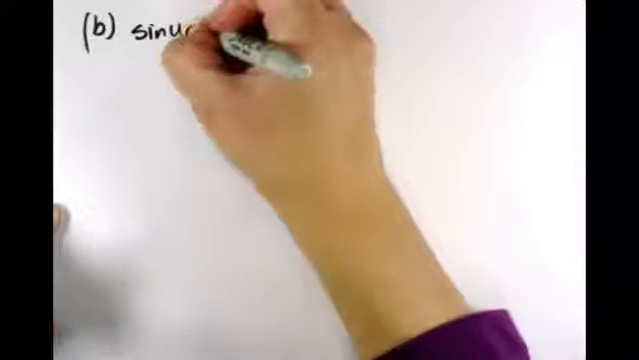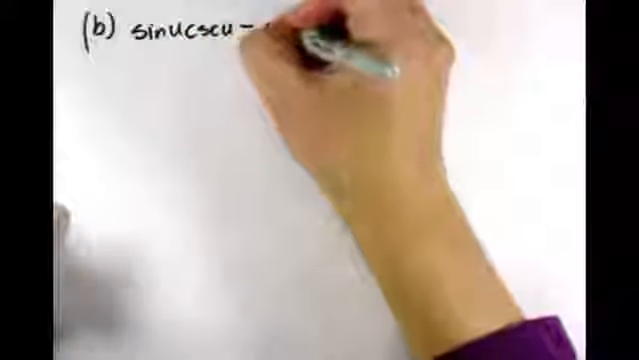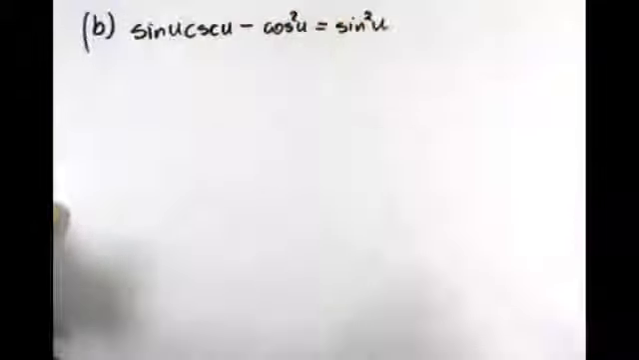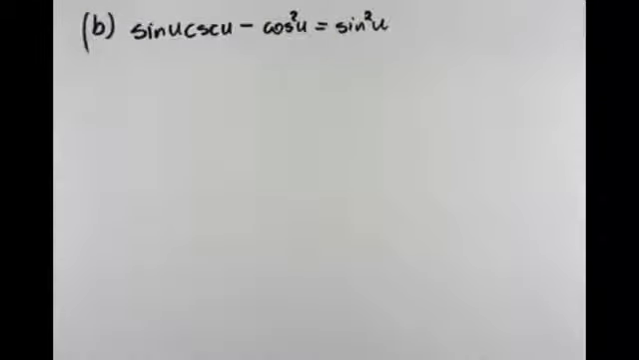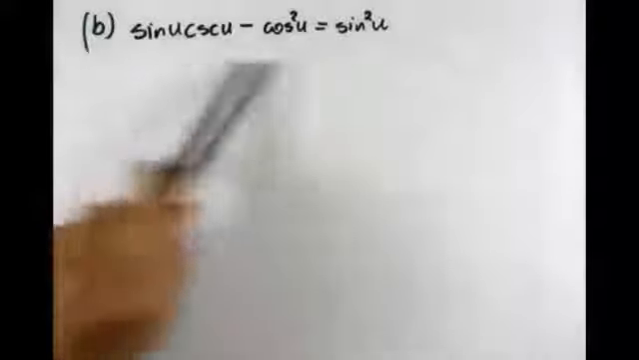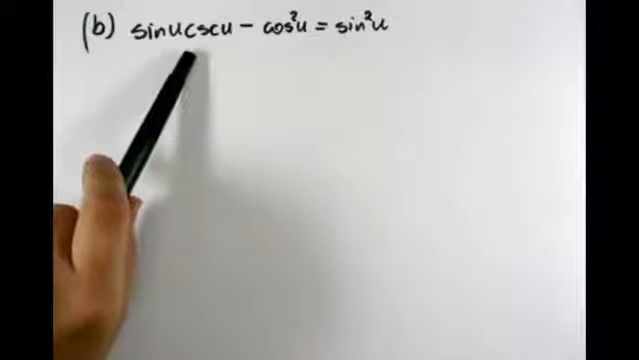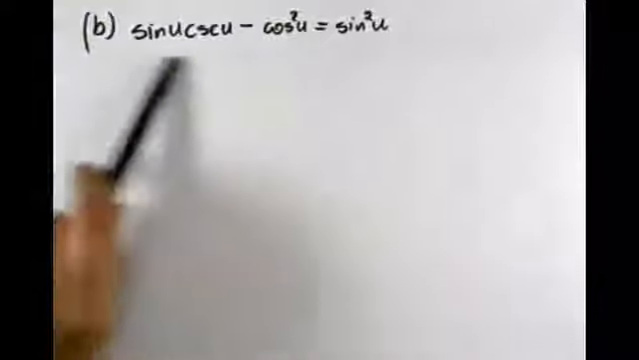Example B. B, we have sine u cosecant u minus cos squared u is equal to sine squared u. Usually we start to establish the identity with the side that is more complicated because it's easier to substitute and keep rearranging. So I'm gonna start with this left side. I'm gonna start again with the left side.